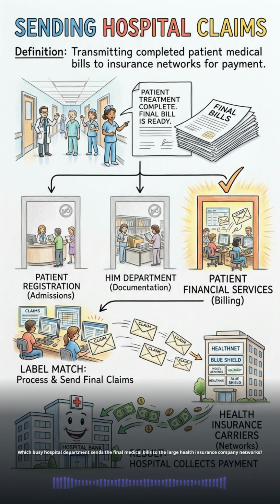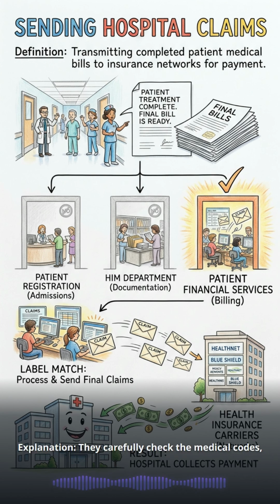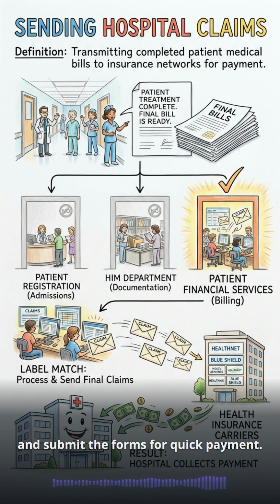43. Which busy hospital department sends the final medical bills to the large health insurance company networks? The Patient Financial Services Department sends out the final billing claims to collect needed hospital money. They carefully check the medical codes, add the costs, and submit the forms for quick payment.